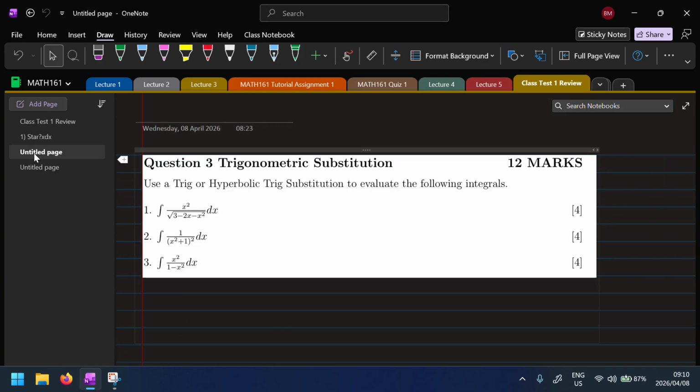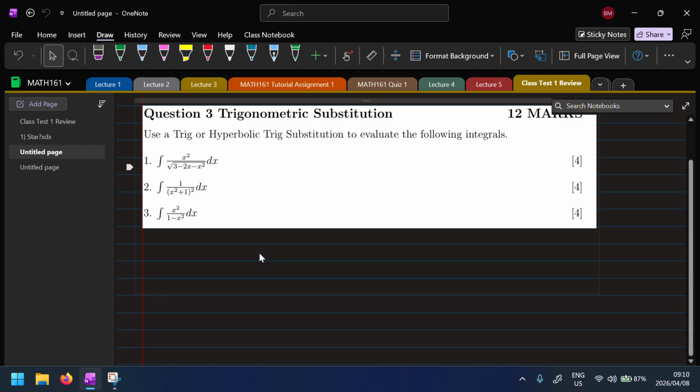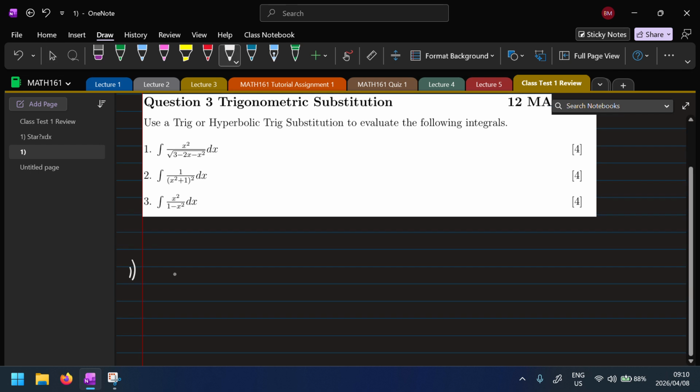Okay. Next one was the trig substitution. I'm just going to do the normal trig substitution. The hyperbolic one, you can have a look for that. So number 1. At the bottom there, it's not in the standard form of a squared plus x squared or x squared minus a squared or any of that. So we need to complete the square.